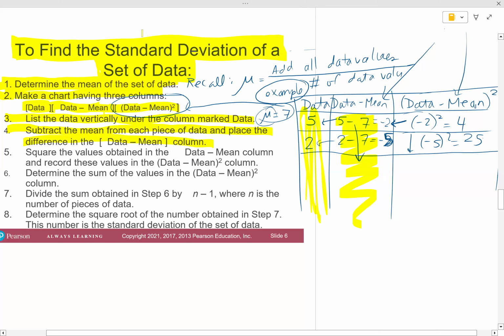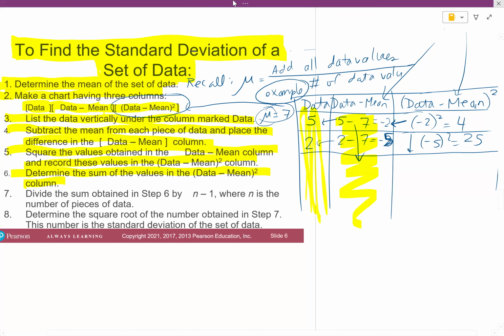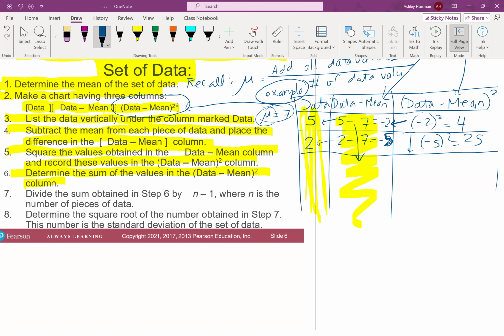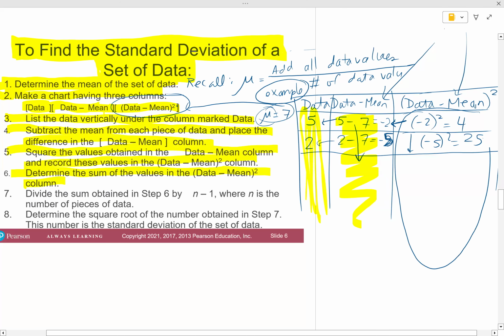So you can fill out that second column, and then you're going to square each of those values you obtained in the previous column to find the values in the third column, kind of like we showed for at least the 2 data values. And then we'll determine the sum of the data values in the data minus mean squared column. That's our last step. I'm going to take all the values in this last column. I'm going to add them together, and that'll be what I want, the sum of all those data minus the mean squared. Because that's what I'm really after.